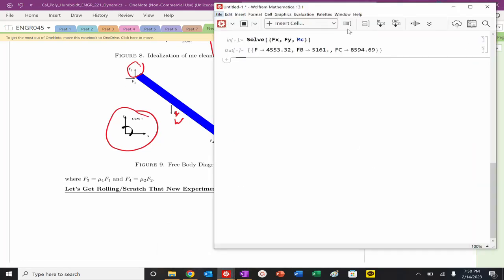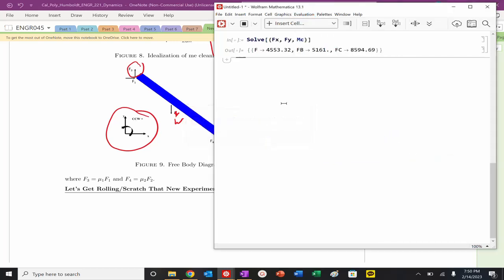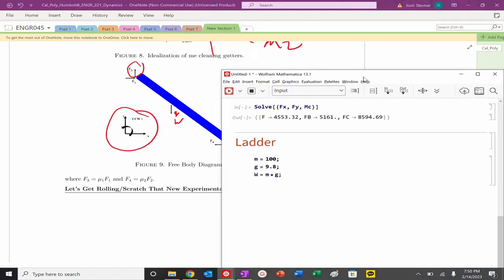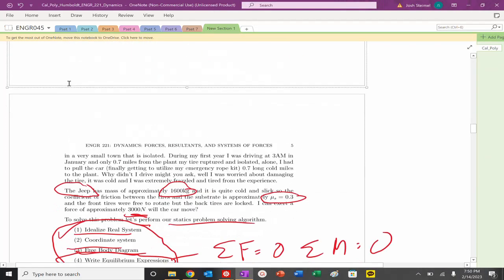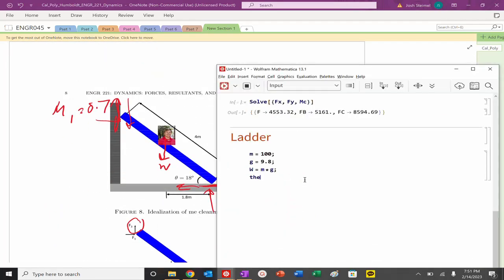First off, I'm going to clear my kernel and define some values that I know. I'm going to call it ladder. My mass, hopefully, is 100 kilograms. My g is equal to 9.8. My weight is equal to m times g. What else do we know? Theta is equal to 18. What else do we know in this system? We know that mu1 is equal to 0.7.